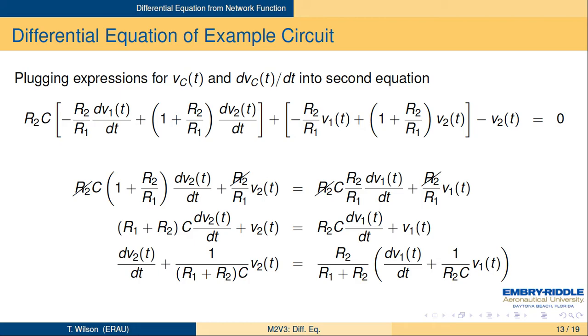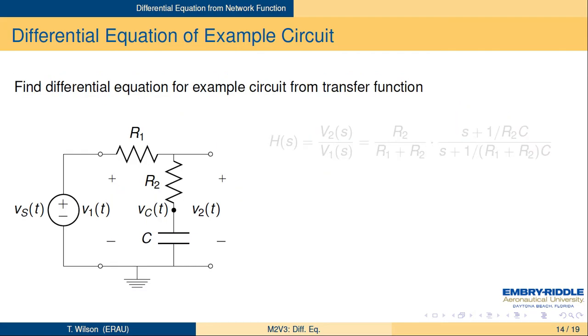You look at that, you say, hey, that looks like the transfer function we had. We had R2 over R1 plus R2 times s V1 of s plus 1 over R2C V1 of s, all over s plus 1 over (R1 plus R2)C V2 of s. So you see this is where our transfer function comes from, and here's how we would do it now, just using the transfer function.